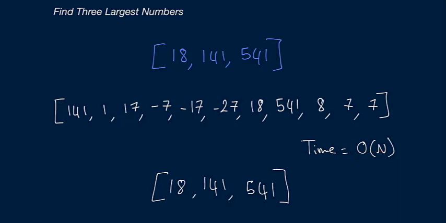Our space complexity is going to be O of 1, so constant space, O of 1. And this is because we're not using any additional memory, at least not proportional to the size of our input. All we're doing is storing these three numbers here in our final array, and that's just constant space. So that's it for this algorithm. Let's implement it in code now.